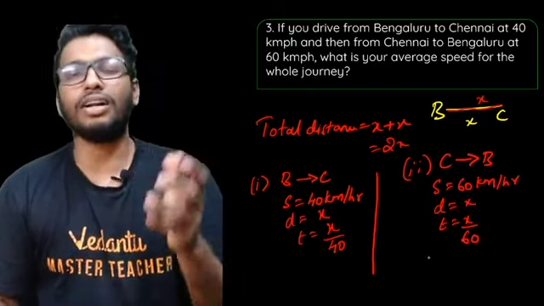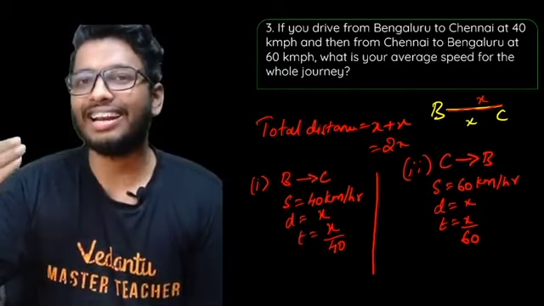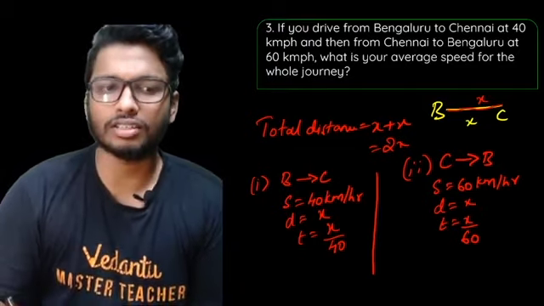Now, what is average speed? Average speed is total distance traveled divided by total time taken.